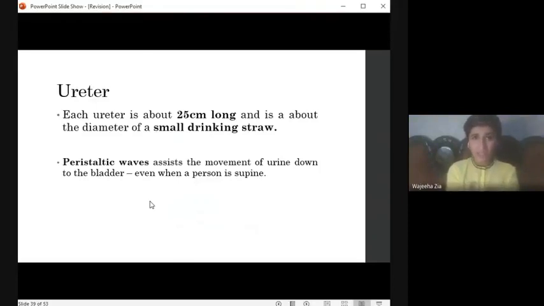The peristaltic movements are involuntary movements which allow a fluid or content to pass from one part to the other part, but it doesn't allow it to go back. So it has peristaltic waves. Even whenever a person is lying down, the urine will not go back to the kidney. It will remain in the bladder. So one is the hilum, that angle, and the second one, the structure or composition of the ureter, is responsible for stopping the reflux of the urine.